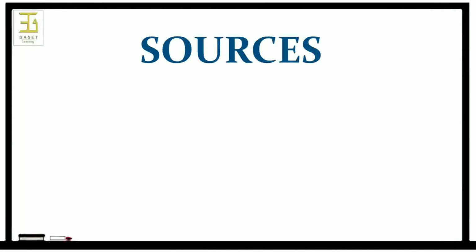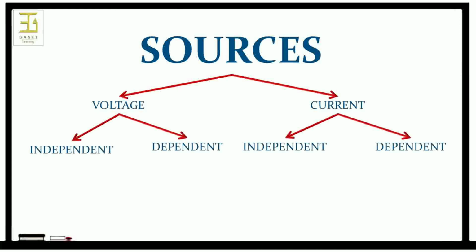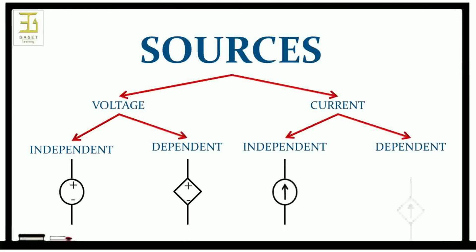Okay, can you explain about sources in circuits? There are two types of sources. First one is voltage source and the second one is current source. These two sources are again classified into independent and dependent sources. Independent sources are shown as circles and dependent sources have a little diamond shape. All voltage sources have the unit of volts and all current sources have the unit of amperes.